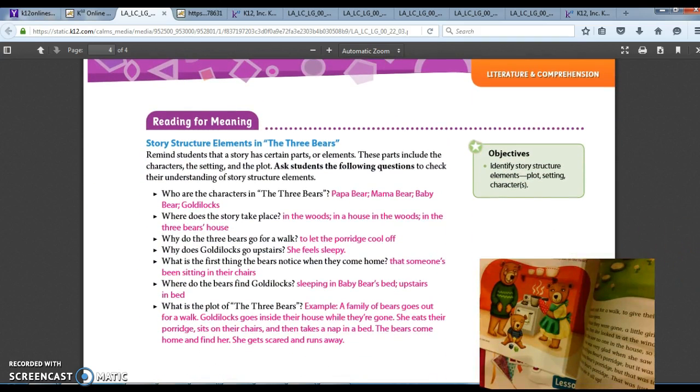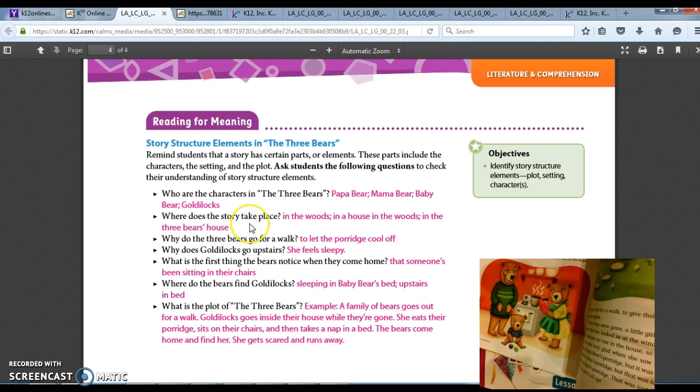All right, let's go back and review the story elements that we talked about at the beginning of our lesson. I told you that a story has certain parts or elements. This includes the characters, the setting, and the plot. Okay, I'm going to ask you some questions about the story elements and tell your learning coach the answers. Who are the characters in The Three Bears? Tell your learning coach. Papa Bear, Mama Bear, Baby Bear, and Goldilocks are all good answers. Those are the characters that are in The Three Bears.